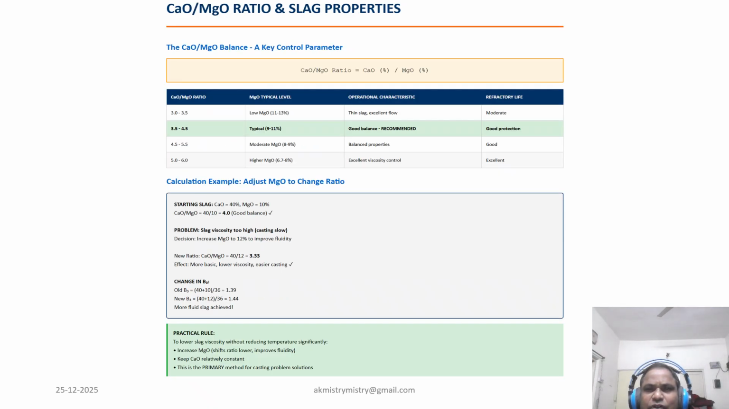Now as far as the CaO-MgO ratio is concerned, balancing a CaO/MgO ratio of 3.5 to 4.5 gives good fluidity and refractory life. Now to fix viscosity, increase MgO while keeping CaO steady. This is our primary fixing solution, and most of the time the operator must prefer this strategy.